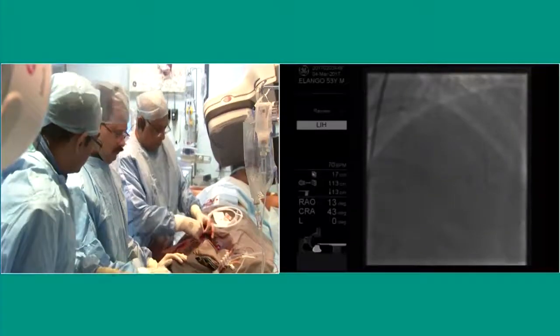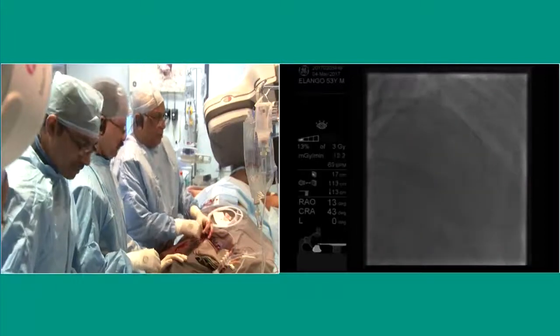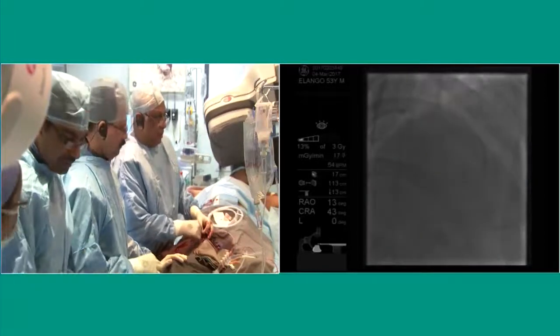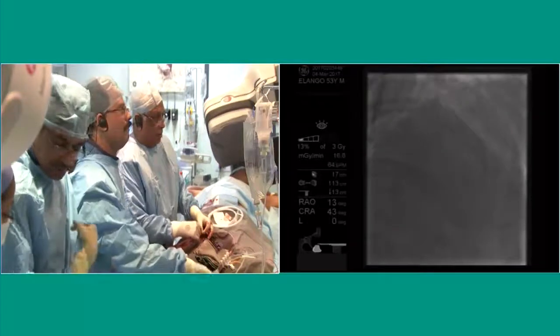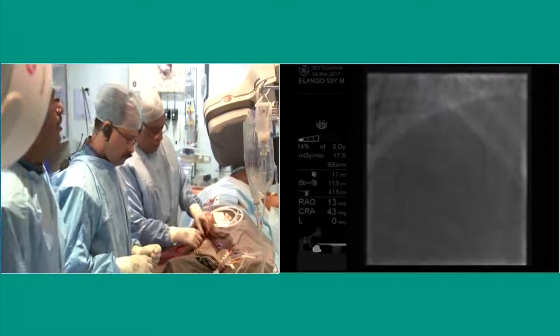You know, how many times we have a simple lesion and we dilate it and suddenly we have a spiral dissection all over the place. And then you say, my God, this is so... It's happened to all of us.